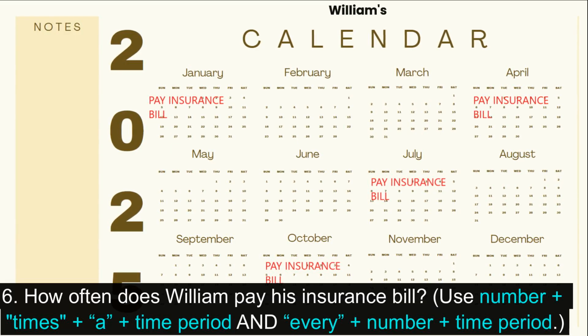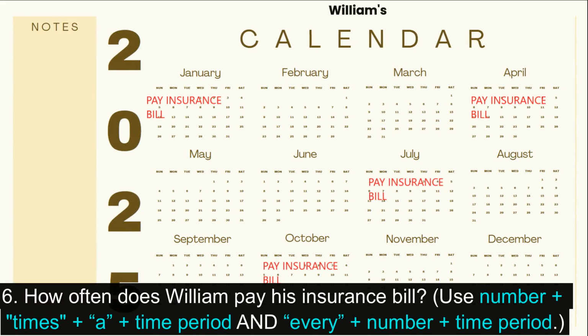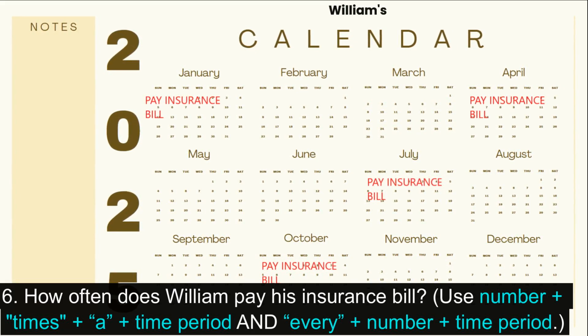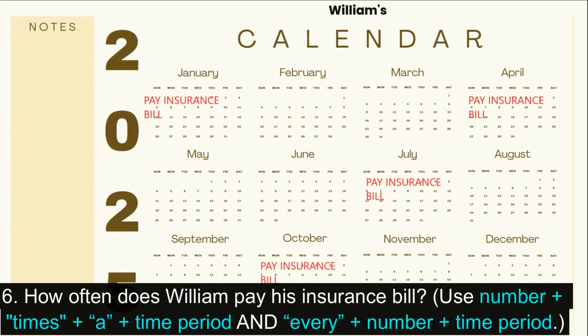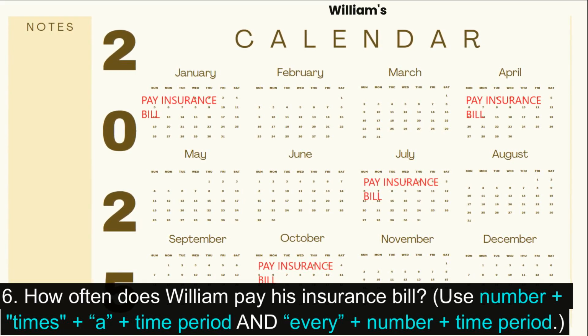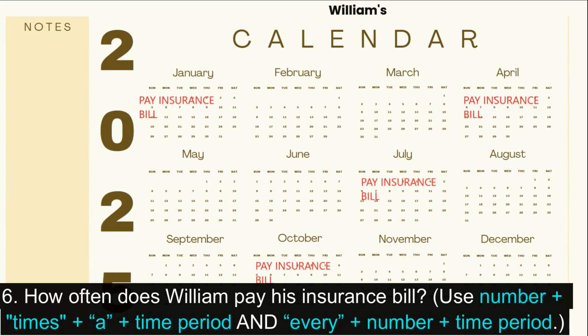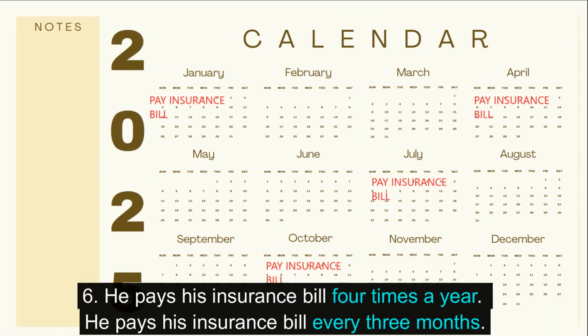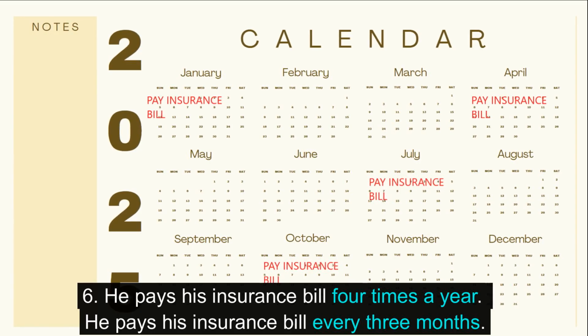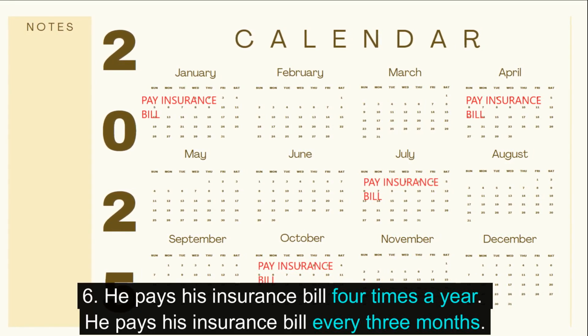6. How often does William pay his insurance bill? Use number plus times plus a plus time period and every plus number plus time period. 6. He pays his insurance bill 4 times a year. He pays his insurance bill every 3 months.